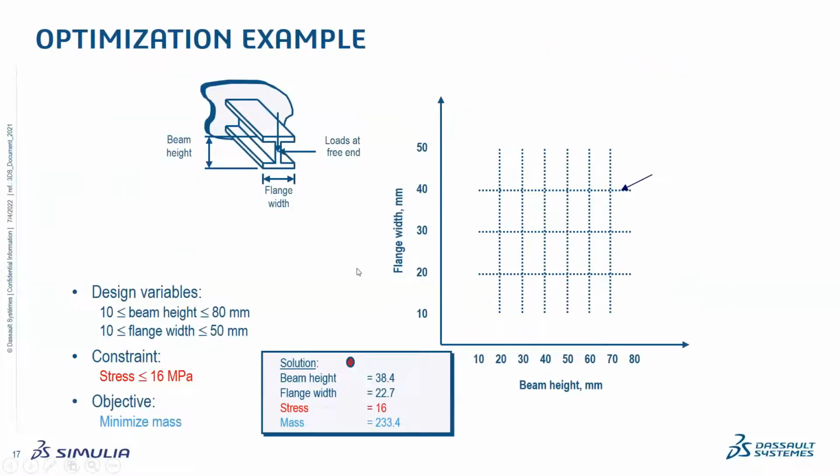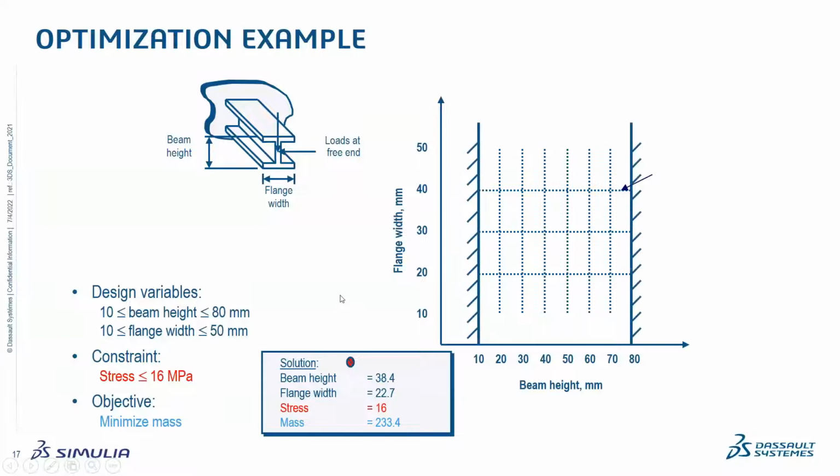So this is just a small example to give you an overview of how it works. Imagine you have an I-beam structure like this, where it is fixed at one end and free on the other, and we are applying a load in this direction. These are the two design variables that we are varying in our optimization process, that is the beam height and the flange width, as you see in this structure. And then we have a constraint as well, that is stress, wherein stress should be within 16 megapascal. And then the objective is to minimize the overall mass.